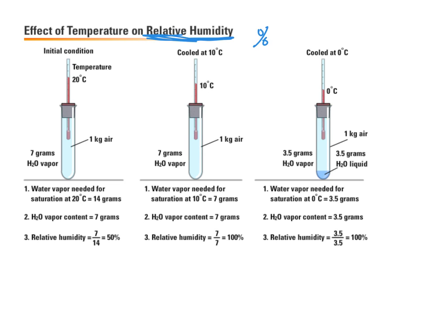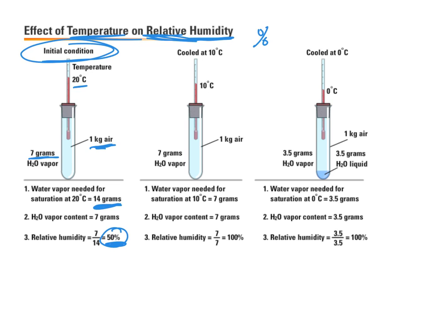Now, if we have our initial condition, the biggest factor that's going to affect that is going to be temperature. So if I have at 20 degrees centigrade 1 kilogram of air, I can hold 7 grams of water vapor. Okay, notice that my relative humidity here is going to be 50%. So that means it could hold 14 grams. I have 7 grams, so that's half. That's going to be this 50% here.